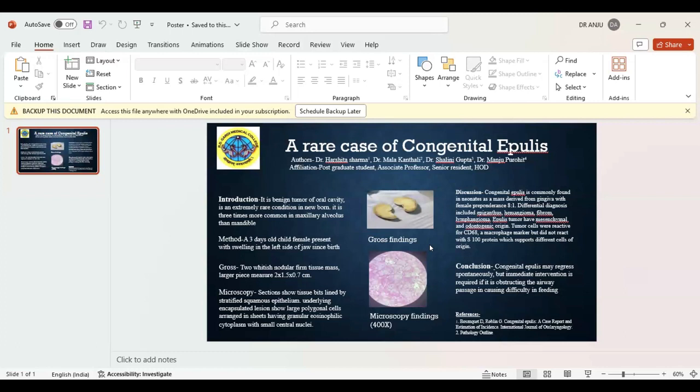Differential diagnosis includes epicanthus, hemangioma, fibroma. Epulis tumors have mesenchymal and odontogenic origin. Tumor cells were reactive for CD68, a macrophage marker, but did not react with S100 protein, which supports different cells of origin. Conclusion: congenital epulis may regress spontaneously, but immediate intervention is required if it is obstructing the airway passage or causing difficulty in feeding.